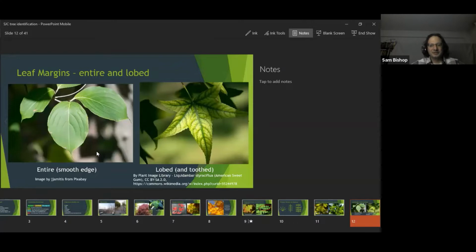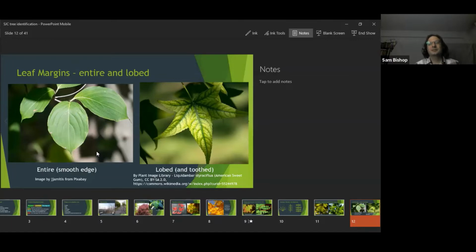So we've got opposite, alternate, simple, compound, and then we've got some terms to describe compound. And the next thing we'll look at is the edges of the leaf margins. So if the leaf margin is smooth, we say it's entire. If it's toothed, if it has what looks like little saw teeth on it, we say it's toothed. Because again, those tree people are really literal and very creative. And then if it has big bumps or projections, we say it's lobed.